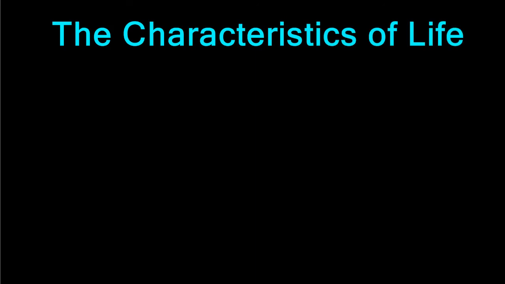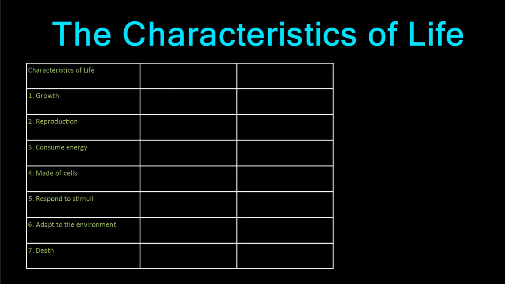We're going to take the shared characteristics from our concept map and place it in a table. So here's a chart. At the top I have characteristics of life, and I've listed my 7 characteristics from my table: growth, reproduction, consumes energy, made of cells, responds to stimuli, adapts to the environment, and death.